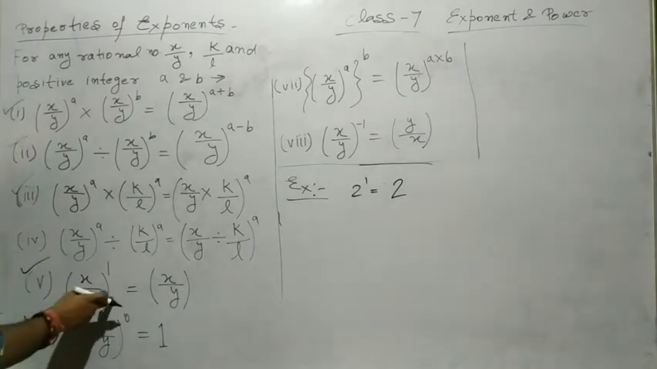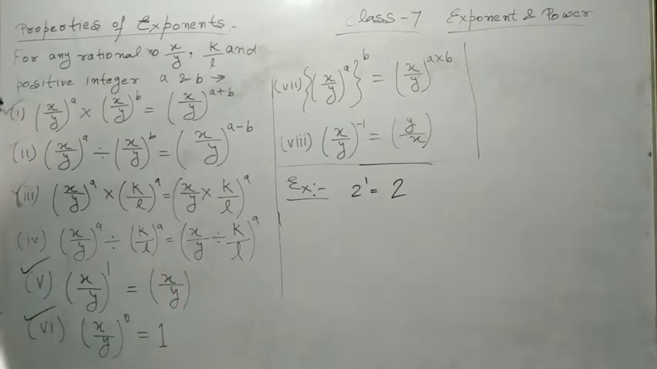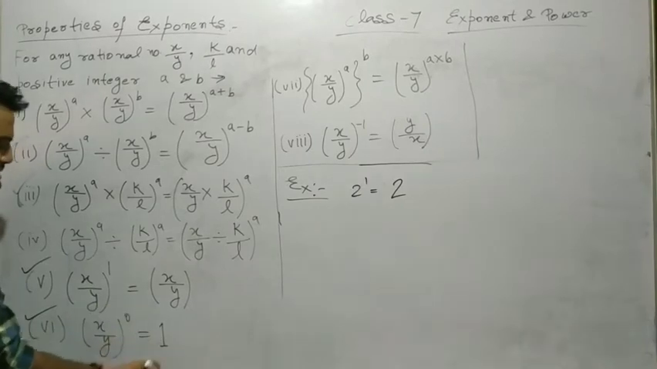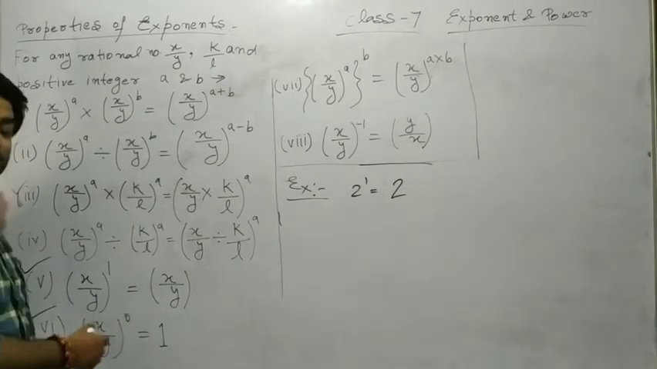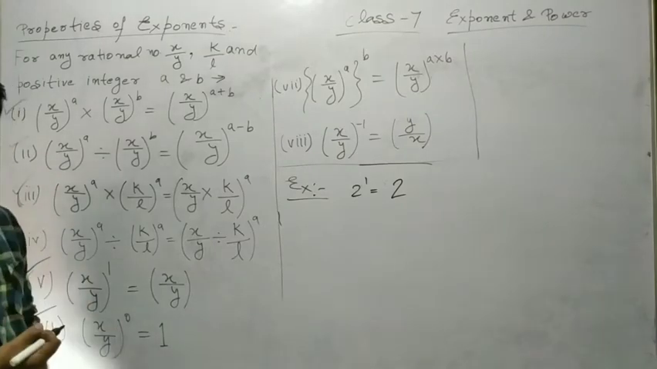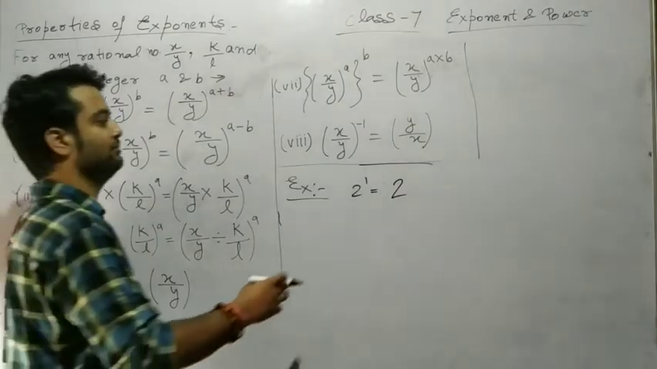The fifth one is saying any number having power 1 is the rational number itself, and any rational number raised to the power 0 is actually 1. Isn't it fascinating that a number raised to the power 0 is not 0, it is 1? Let's try to prove this.